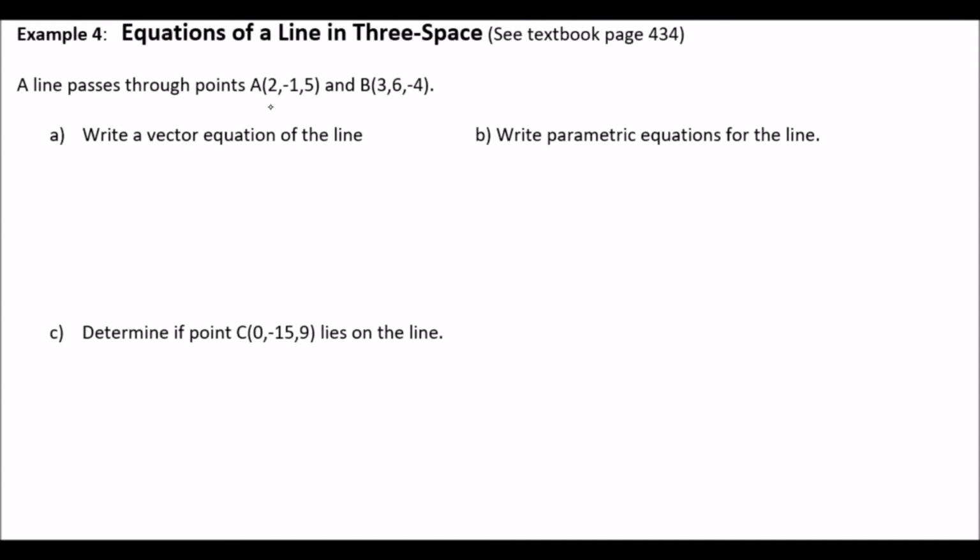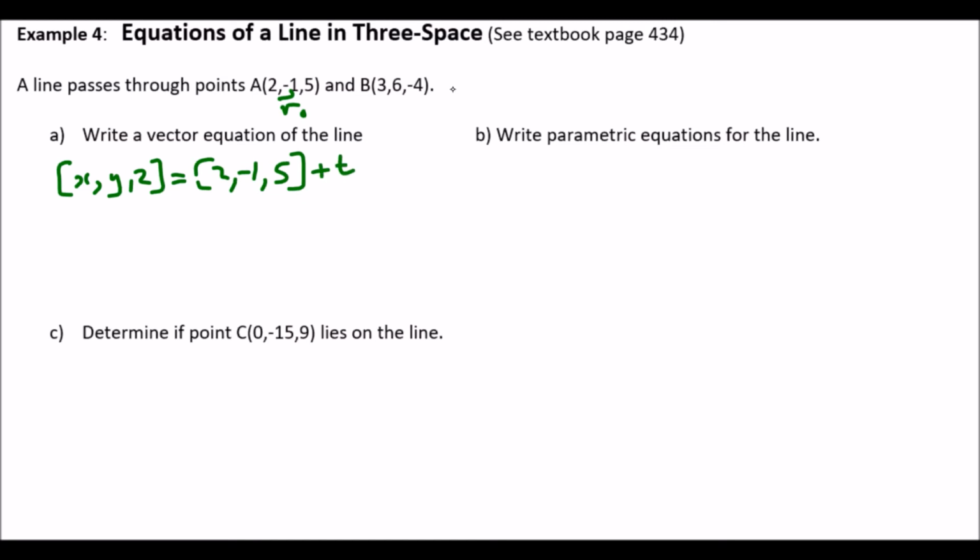So again, I can use either of these guys as my r naught. I'll use this guy here as my r naught. So I'm going to have here x, y, z is equal to my r naught, 2, negative 1, 5. Again, I could have used 3, 6, negative 4, doesn't matter. But now plus t, and now I need my m.